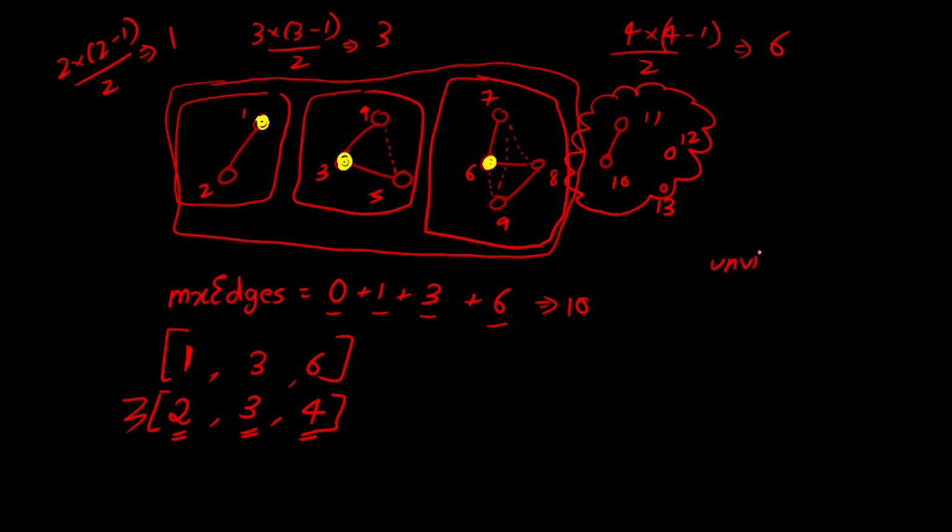So let's just say in this case the unvisited nodes are 10, 11, 12, 13. And again, let's use the same concept, 4 into 4 minus 1 by 2, again 6. So we know that we can connect all of these. 1, 2, 3, 4, 5, 6. So let's add again plus 6 because we can connect these, right? These are not part of any government. You cannot connect any two governments, because then you will be giving them a path, and you cannot give a path from a special node to another special node.